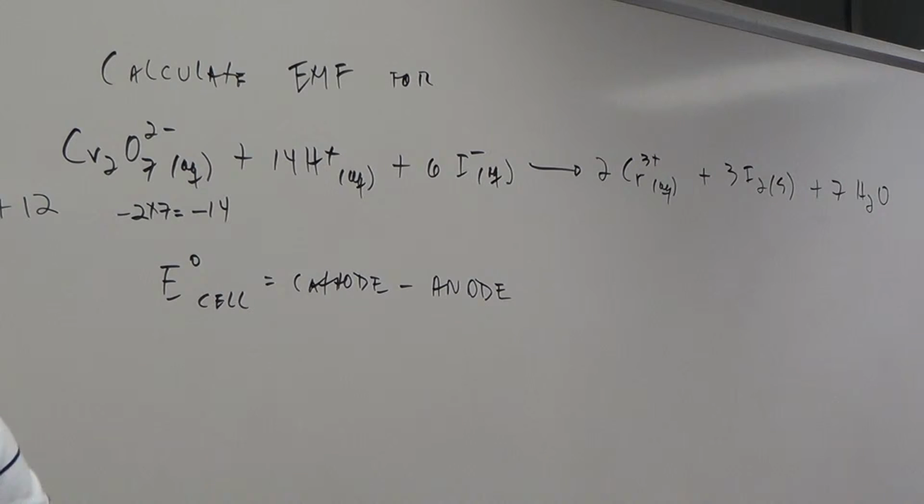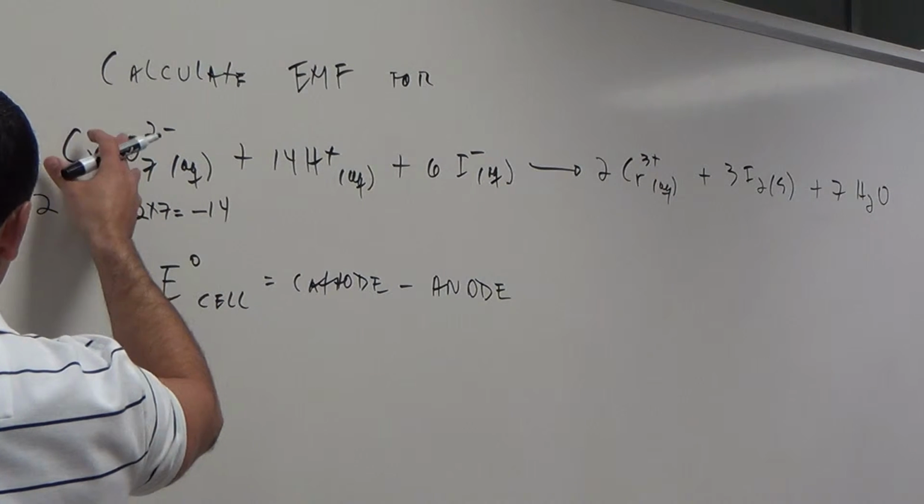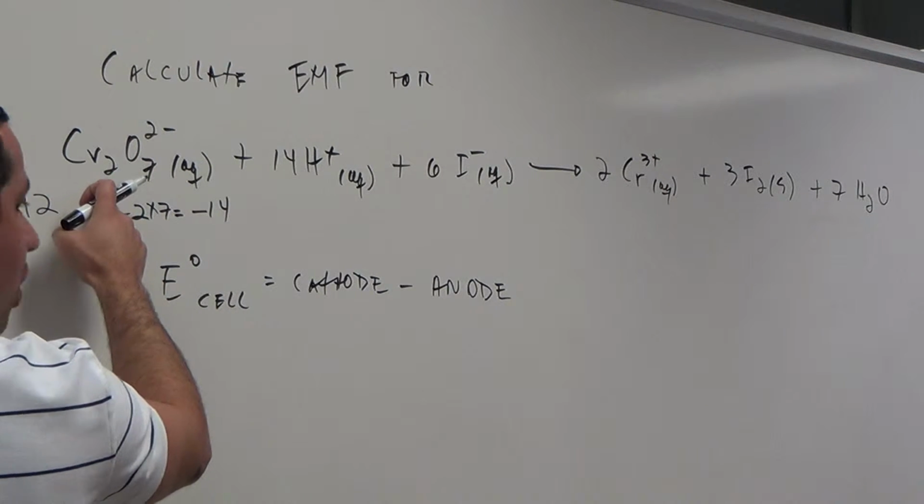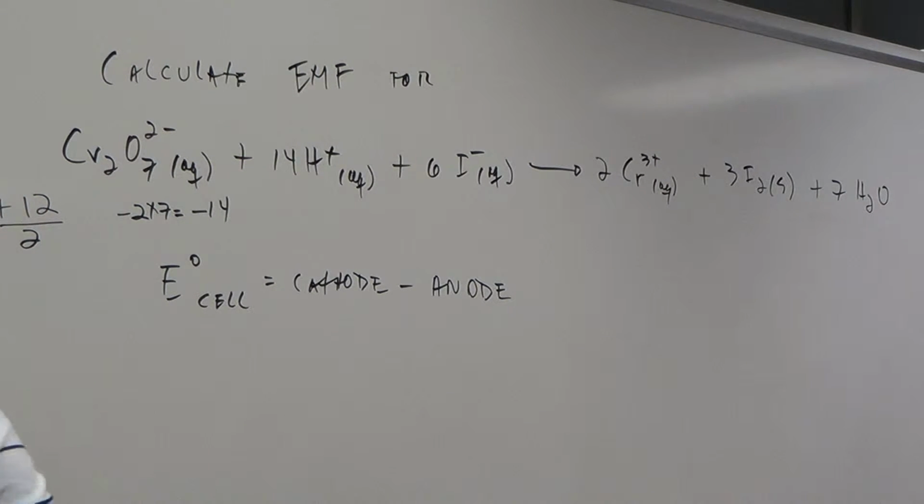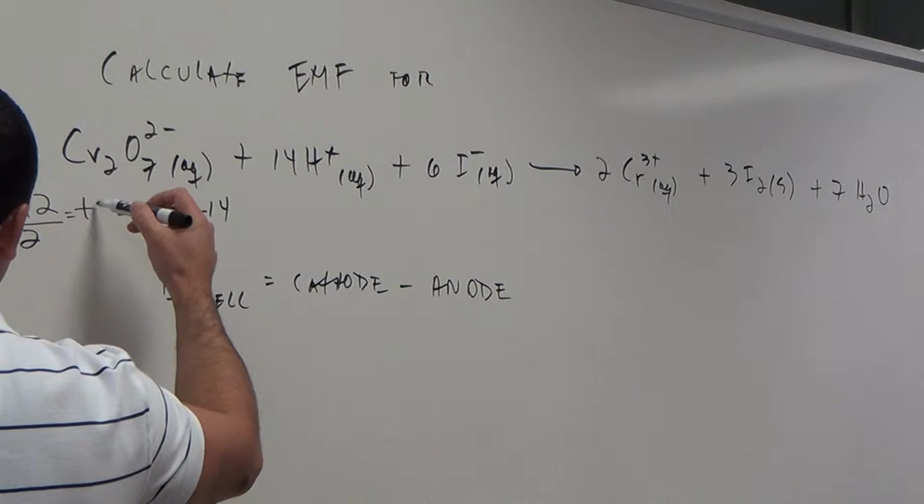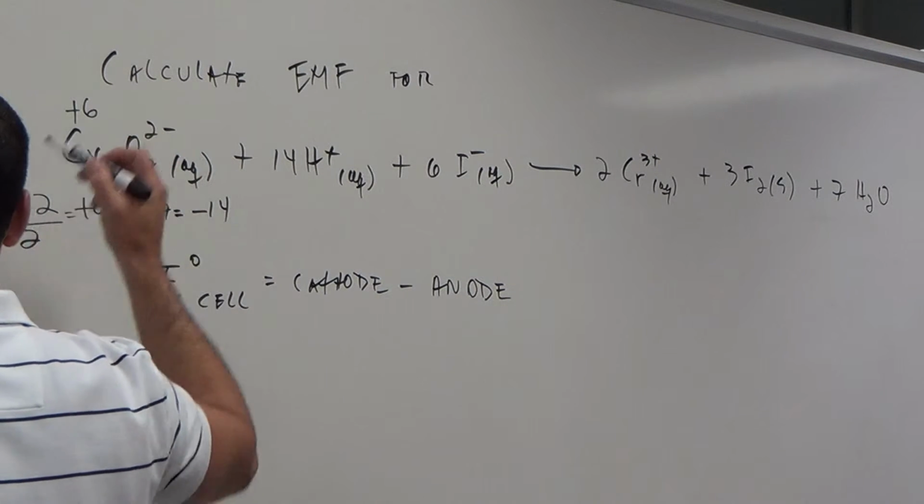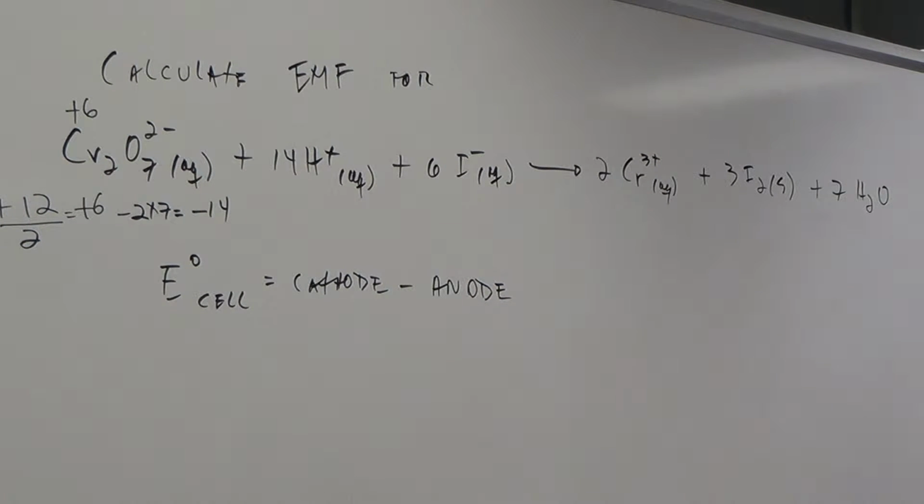Now, this plus 12 has to be distributed on this side. And there are 2 of them on this side, so it has to be distributed equally among those 2. So it will be plus 6. Oxidation number on chromium there is plus 6.